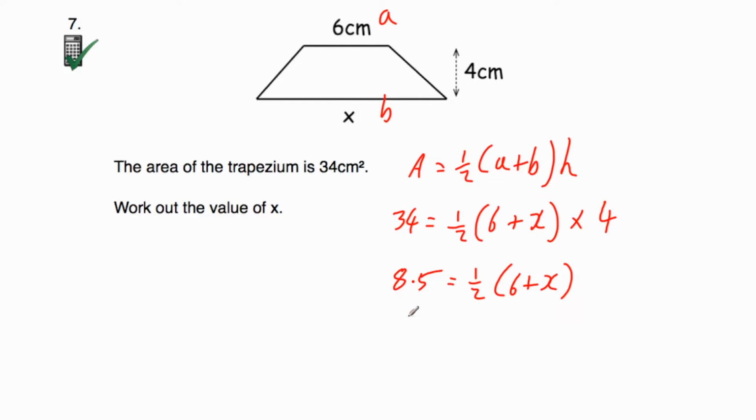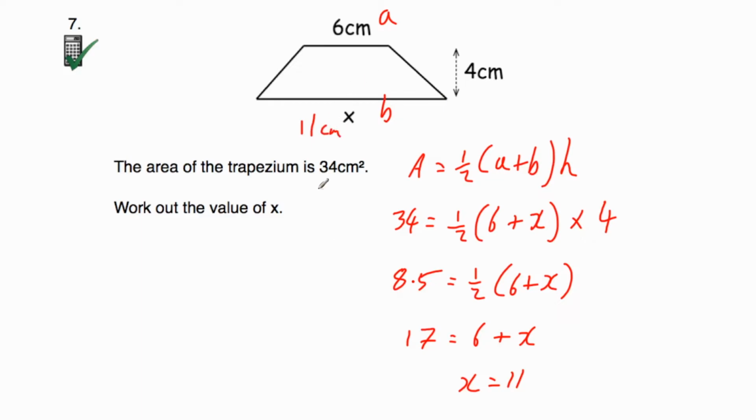So if we do the opposite, so double our 8.5, that's equal to 17. So that would tell us what the two parallel sides added together is equal to. So 6 plus x is equal to 17. And well, 6 plus 11 is equal to 17, so x would have to be equal to 11, and that's it. So the value for x here would be 11 centimeters.